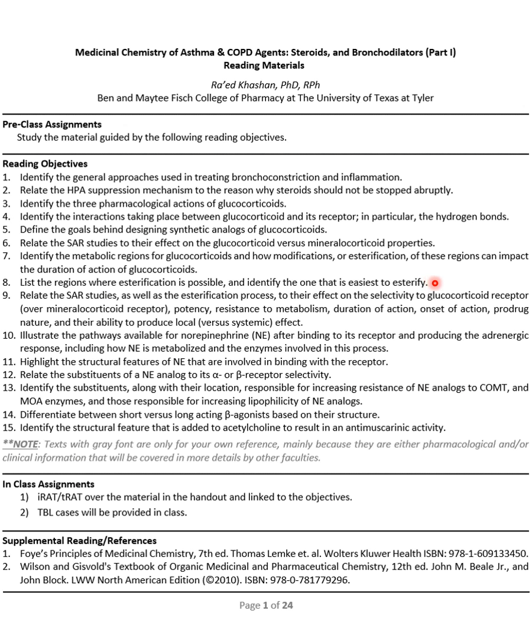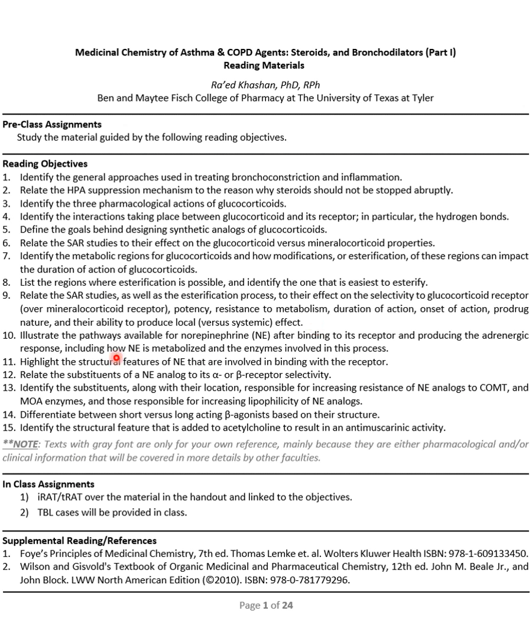and also relate the structure activity relationship studies as well as the esterification process to their effect on the selectivity of the glucocorticoid drugs to their receptor, okay, as well as the effect on potency, resistance to metabolism, duration of action, onset of action, and whether this would make them a prodrug or keep them active as drugs, as well as their ability to produce local versus systemic effects.